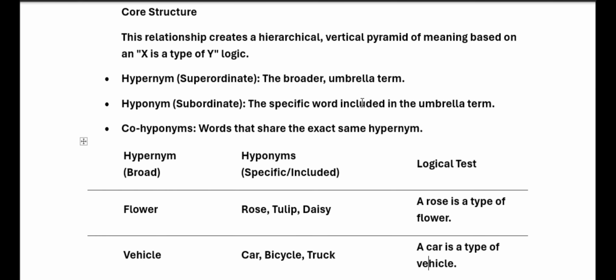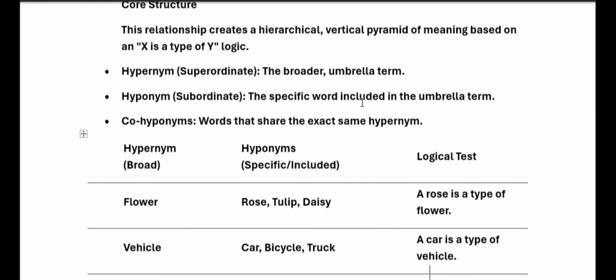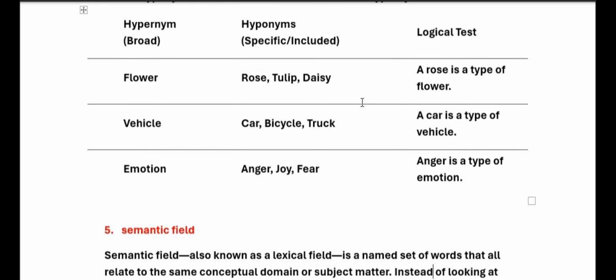Hypernym, superordinate, the broader umbrella term. Hyponym, subordinate, the specific word included in the umbrella. And co-hyponyms, words that share the same hypernym. Let's see. Hypernym, broad, like flower. Okay. Hyponym, specific, included, like flower includes rose, tulip, daisy. And logical test: a rose is a type of flower. Okay, and rose, tulip, and daisy are called co-hyponyms.